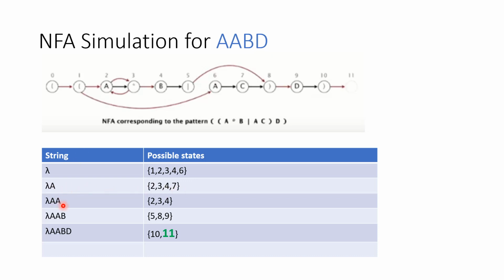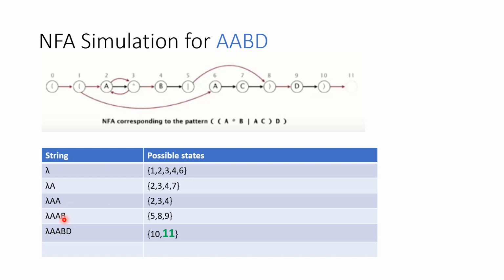Now what happens when you read the next A? Remember, we are looking for AABD, so we are processing 1 character at a time. So we'll start from here and see where we can go. If you see another A, when you're in 2, 3, or 4, you can be in 2, 3, or 4, because you have free epsilon transitions to go across these states here. But if you read another A, nothing happens. From 7, there's nothing you can do, because in 7 you need to get a C to go to the next states. So these are the possible states you will be in after reading AA.